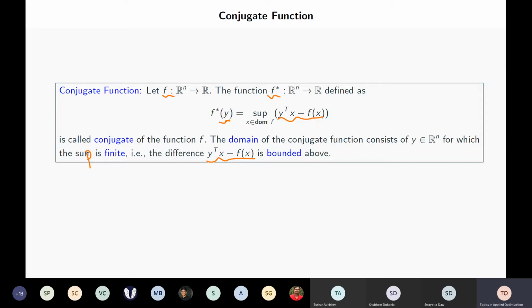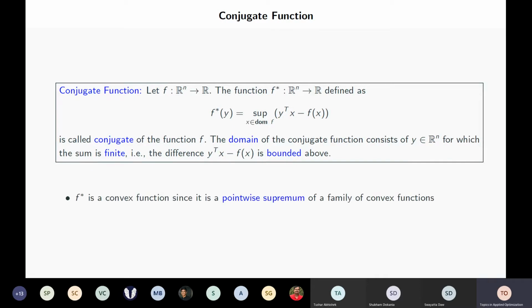Before doing that, some remarks. f star is a convex function, since it is a pointwise supremum of a family of convex functions. Why is that? Why will f star be a convex function?